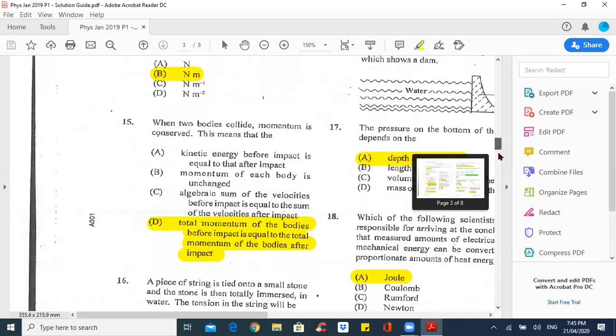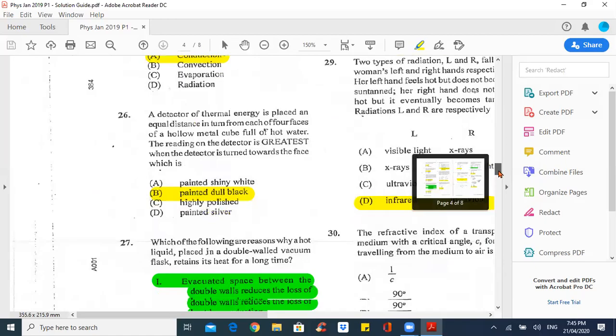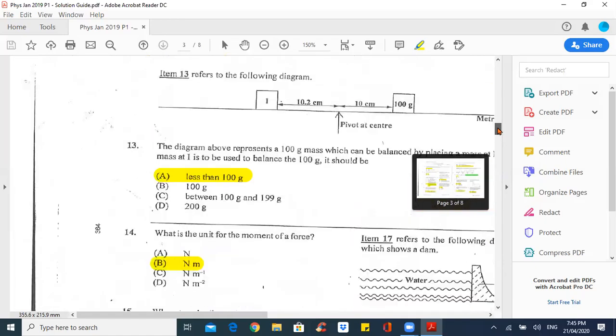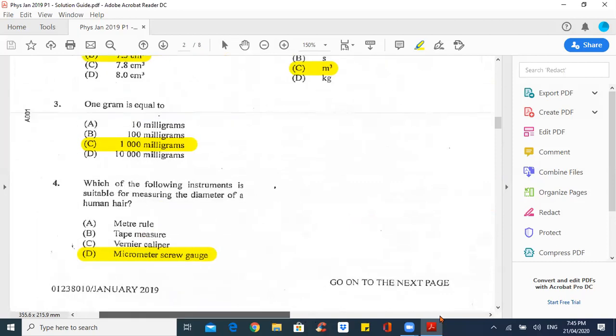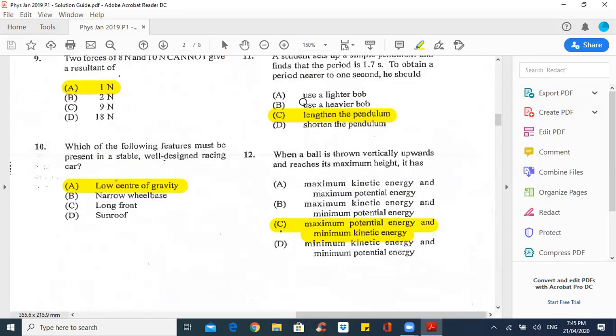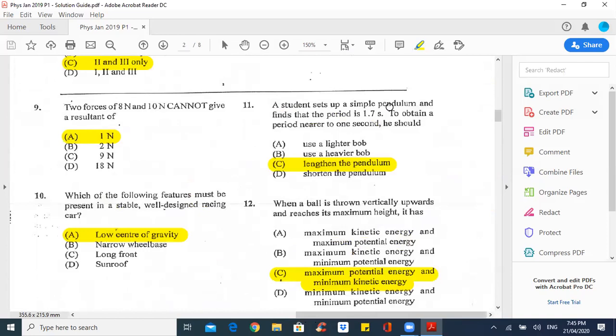All right, let me see the question. Question 11 says, a student sets up a pendulum and finds that the period is 1.7 seconds. To obtain a period nearer to 1 second, which is a faster time than this, he should, oh, sorry, I made a mistake with this. It should really have been a shorter pendulum.